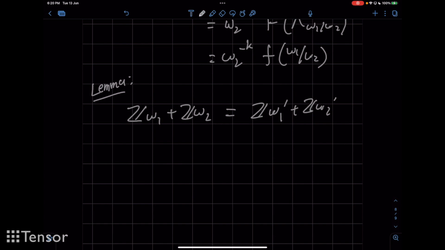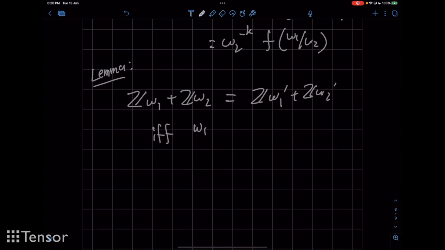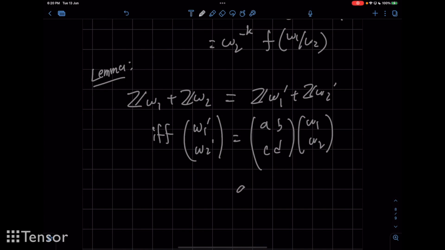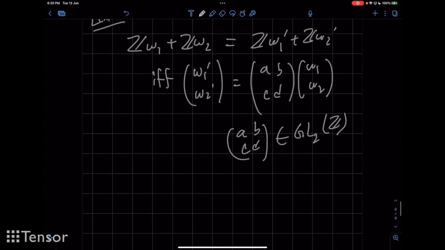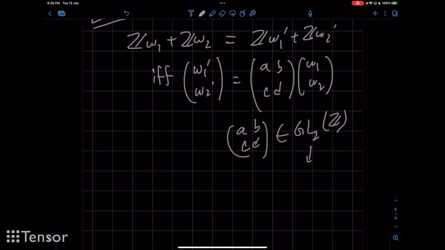That lemma says that these two lattices are the same if and only if omega 1 prime, omega 2 prime is equal to omega 1, omega 2 times some matrix A, B, C, D in GL2Z. What is GL2Z? GL2Z is the set of all the 2 times 2 matrices with integer entries that are invertible. So here A, B, C, D are integers, and AD minus BC is plus or minus 1.